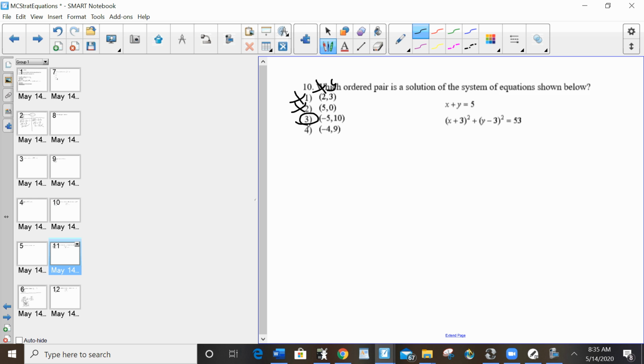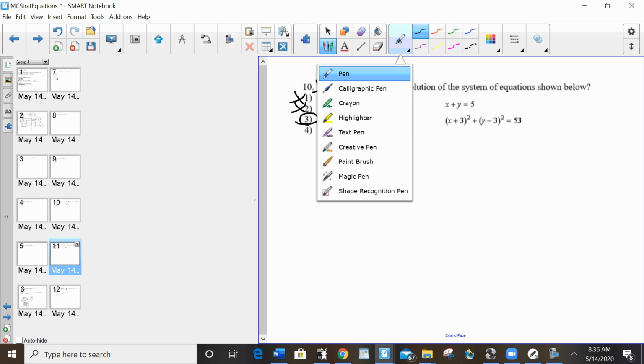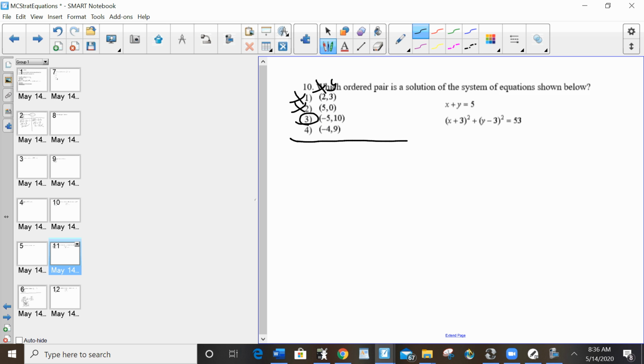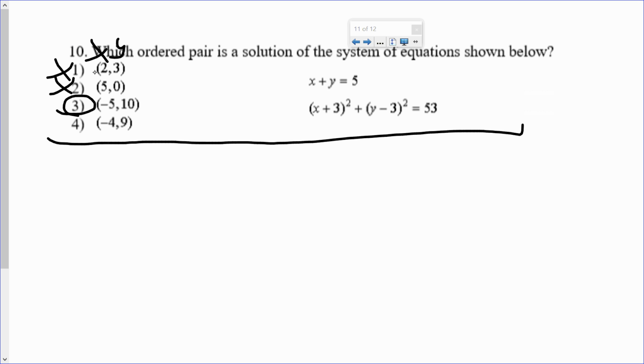For time, we're not going to go through choice 4. That's it. All right, so it's the same procedure. If it's a system, there's 2 variables and 2 equations that it has to work in. Now, if I'm doing this by hand, I'll just do the correct answer. I'm subbing in -5 for x, 10 for y. So the top equation is -5 plus 10 equals 5.